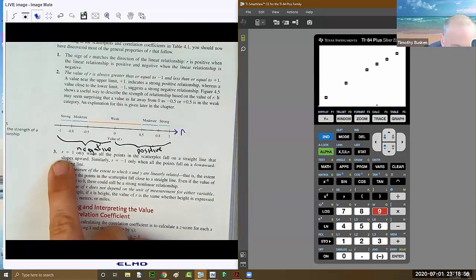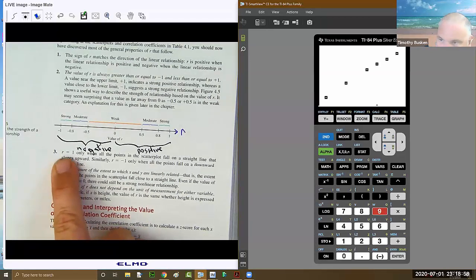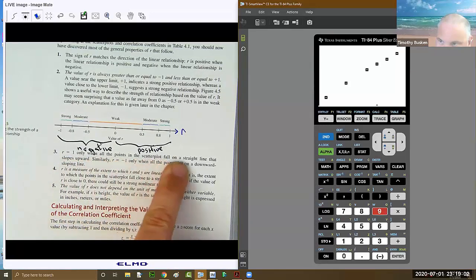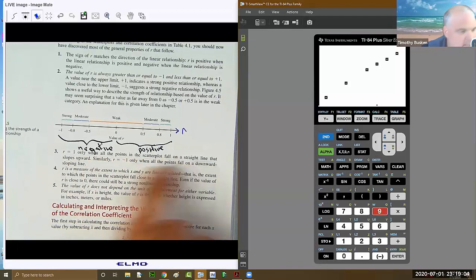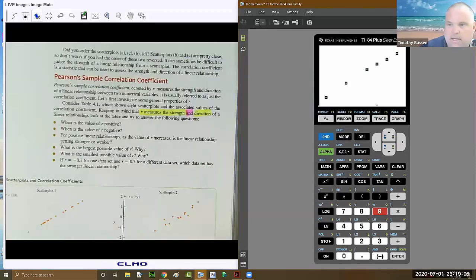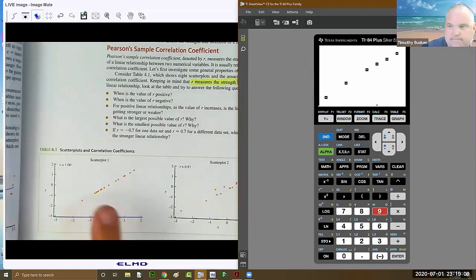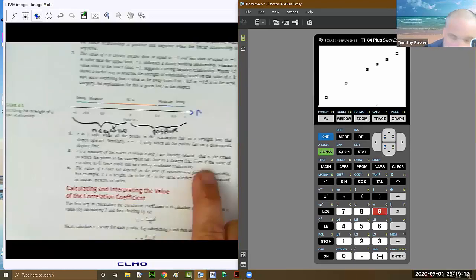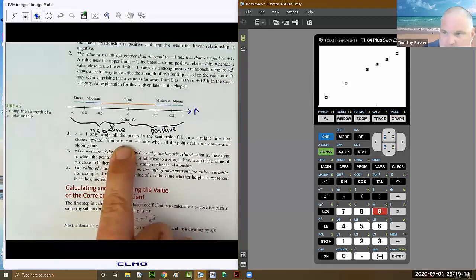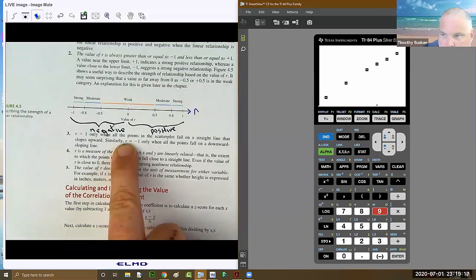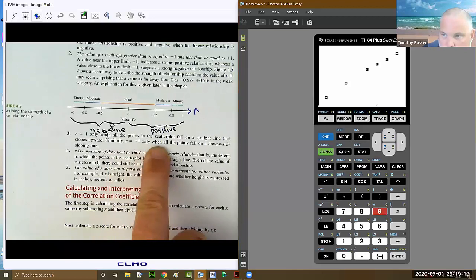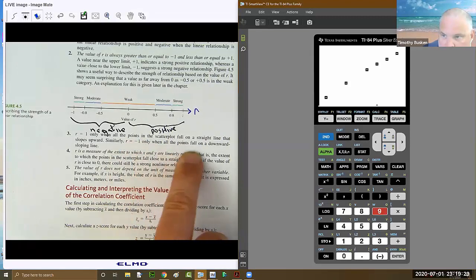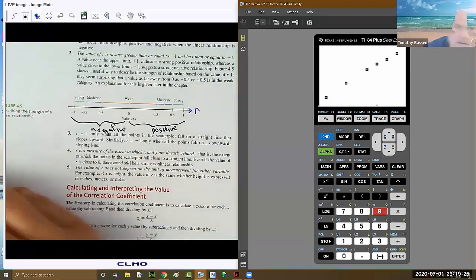R equals 1 only when all the points in the scatter plot fall on a straight line that slopes upward. So we're talking about a picture like this. And similarly, R equals -1 only when all the points fall on a downwards sloping line.